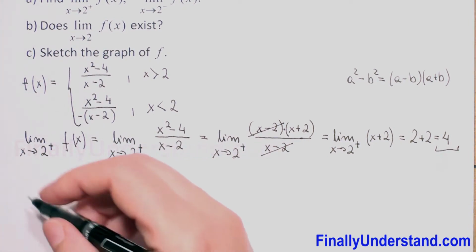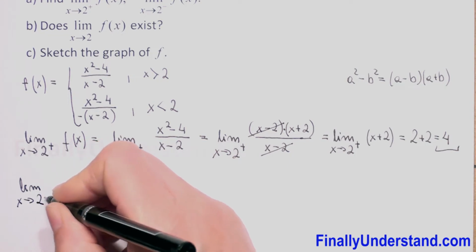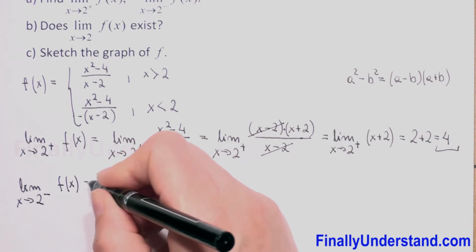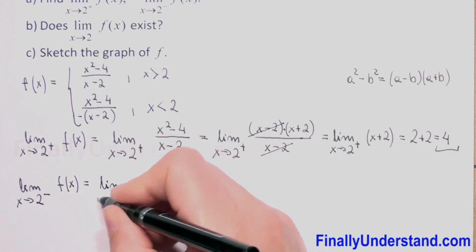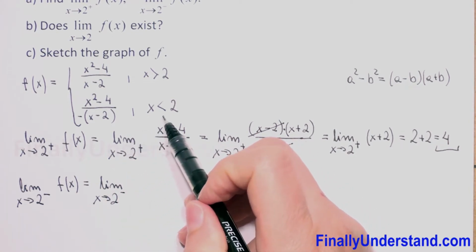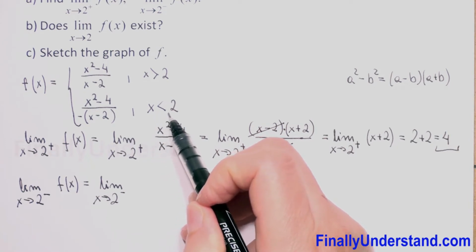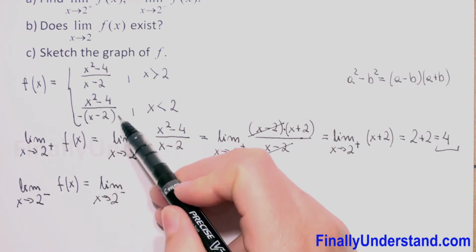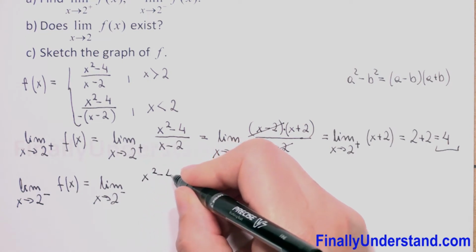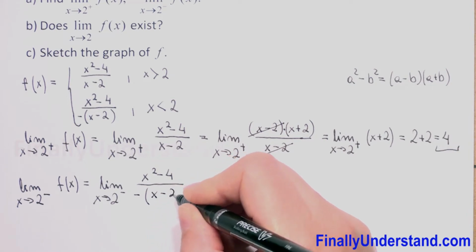Now we have to find the limit as x approaches 2 on the left side of our function f of x. So let me copy this: the limit as x approaches 2 on the left. We are going to 2 on the left side, which means x is less than 2. We have to use this formula for our function f. So we have x squared minus 4 over a negative sign, and in parentheses x minus 2.